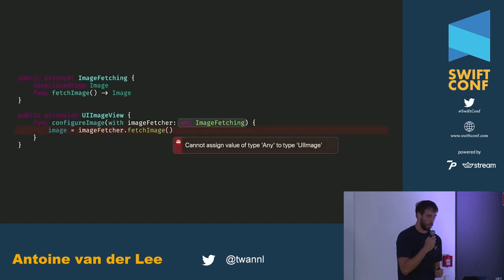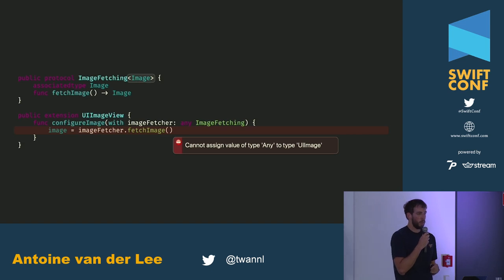So let's go back to this example. We now create an extension of UIImageView, and we want to allow implementers of the SDK to more easily use the image fetcher when they work with the UIImageView. In this case, we want to allow them to configure an image with a certain image fetcher. But as you can see, the compiler doesn't know how to deal with this. The associated type kind of messes things up because there's no relationship anymore. So the type of the image is even uncertain.